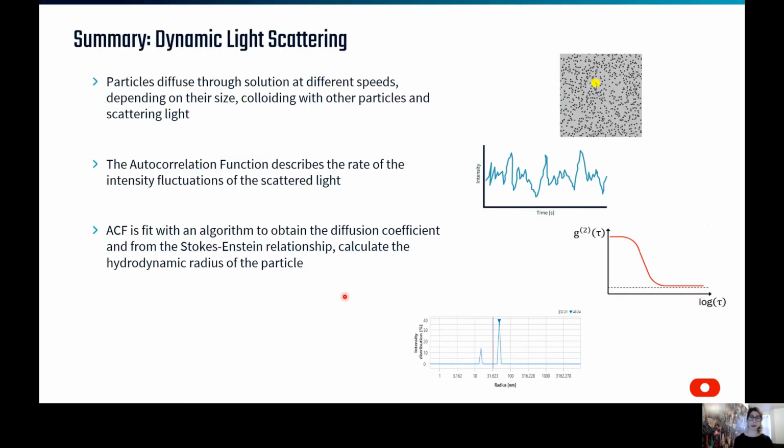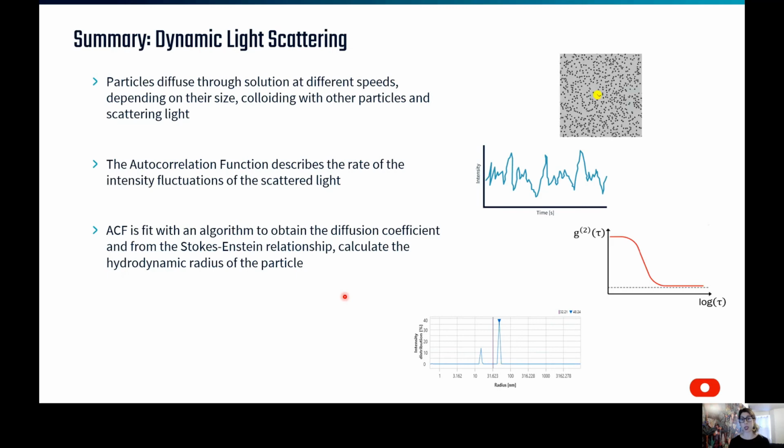So to summarize DLS in a nutshell, researchers ultimately want to know the particle size and understand the size of the particle. And dynamic light scattering can be used to ascertain the rate of the diffusion of molecules in solution by looking at changes to the interference pattern of light being scattered by these particles. So since particle size determines how fast it moves and diffuses through solution, that affects the rate of these intensity fluctuations of the scattered light.